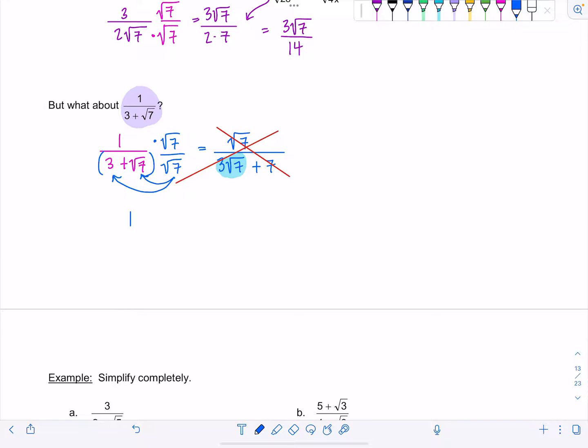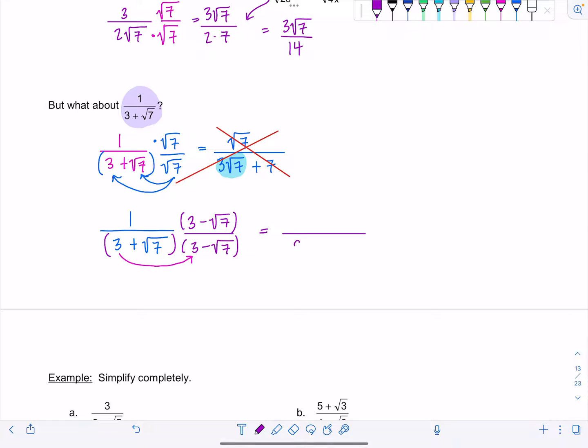So if you have 1 over 3 plus rad 7, you're going to multiply numerator and denominator by 3 minus rad 7. Why? Because like we saw a few minutes ago, we're going to end up with the difference of squares in the denominator, which will make all the radicals go away. So 3 times 3, that's going to be 9, minus rad 7 times rad 7 is 7. Now the problem is fixed. See how we have no radicals in the denominator?